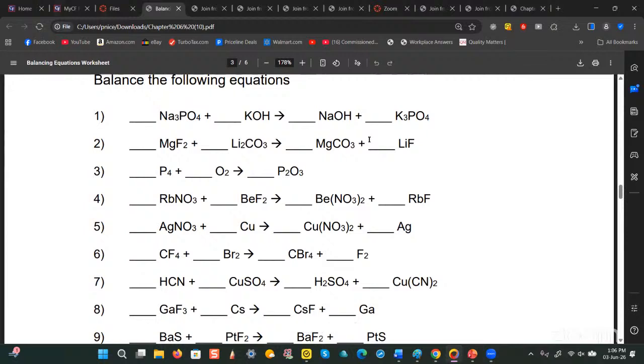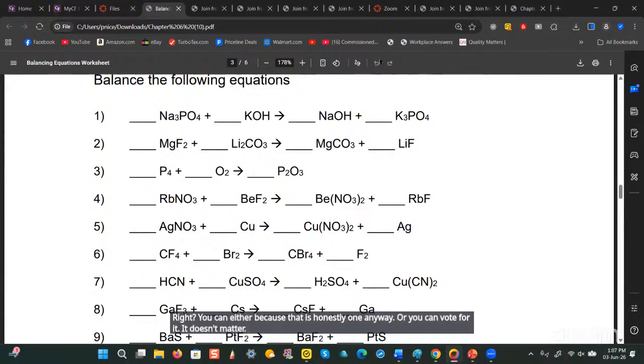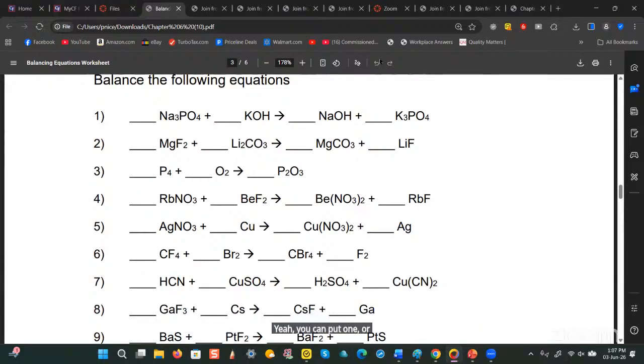This is in the package. This is the first one. Yes, ma'am. If there's only one, you can leave that blank, because that is understood to be one anyway. Or you can put one, it doesn't matter. You can put one or just leave it blank. Both are acceptable when it comes to balancing equations.